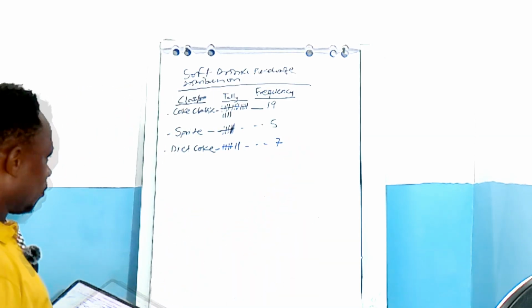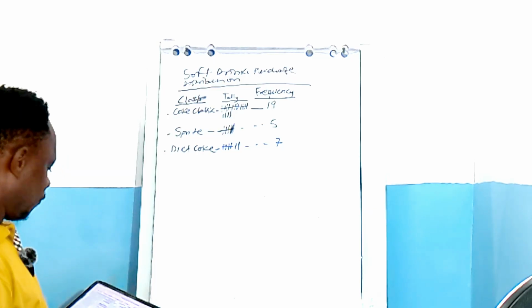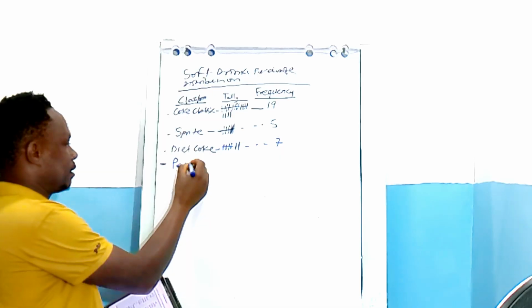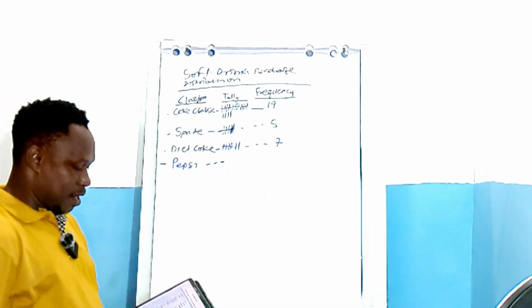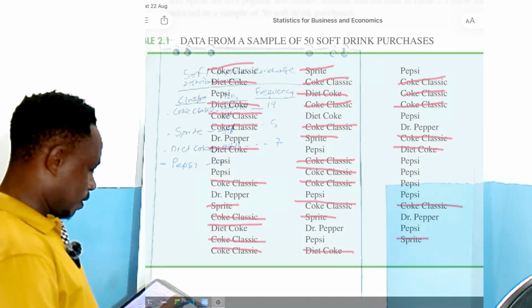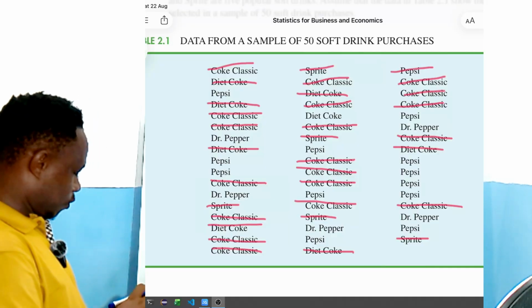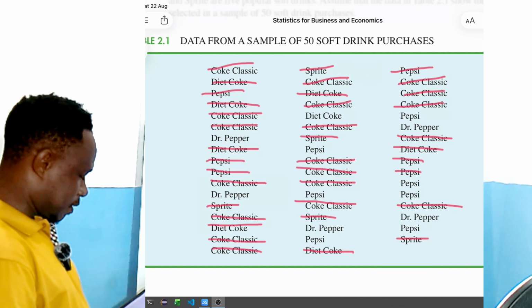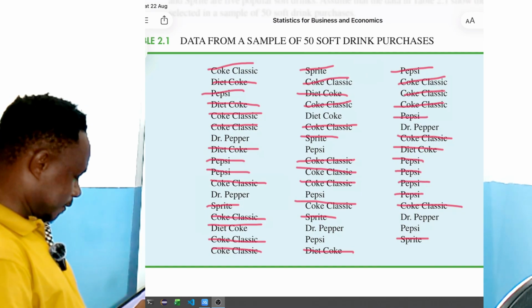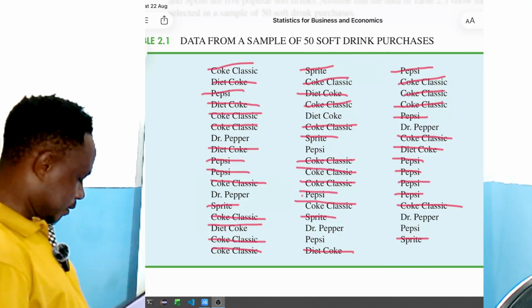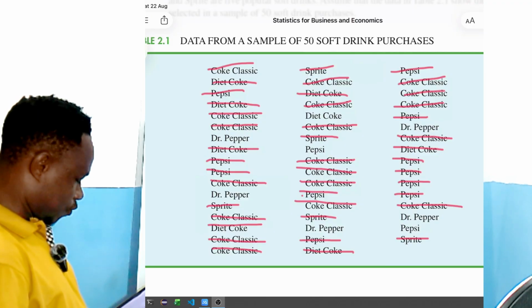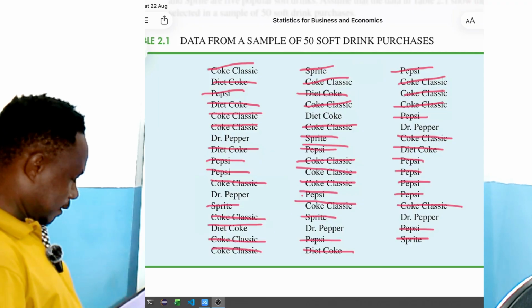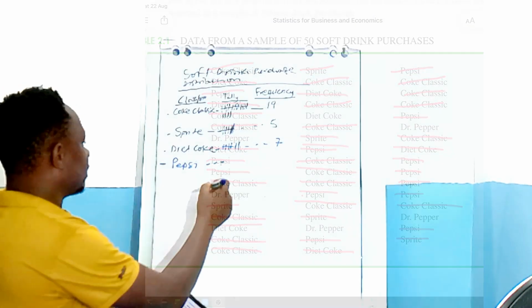You go back and look for the next soft drink, which in this case is Pepsi. And then you do the same count for Pepsi. We have 1, 2, 3, 4, 5, 6, 7, 8, 9, 10, 11, 12, 13. Here, 13. So we have 13.